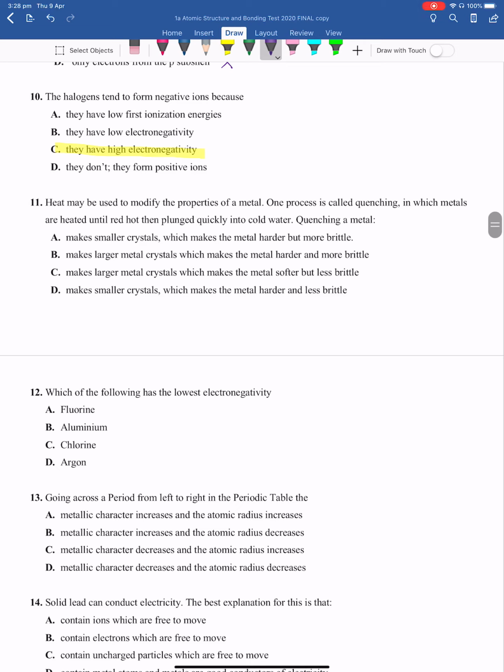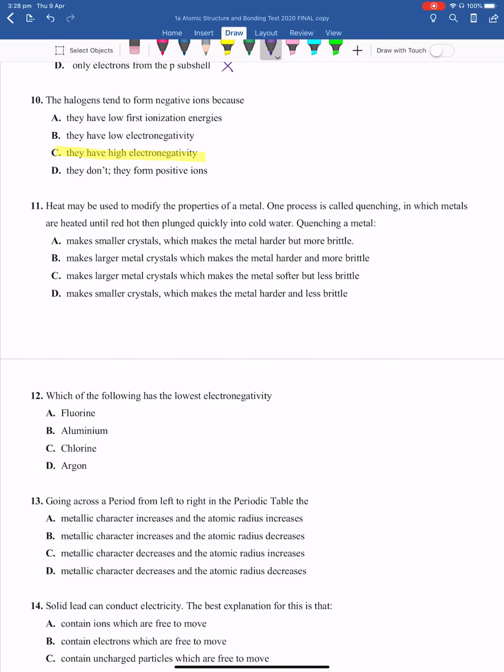Now that one was pretty well answered at 81%. The next one going down was question number 11. Heat may be used to modify the properties of a metal. One process is called quenching, in which metals are heated until red hot and then plunged into cold water. Quenching a metal, if we're going to cool it fast, we're not going to make larger crystals, so I'm going to cross those two off there. So we're between A and D.